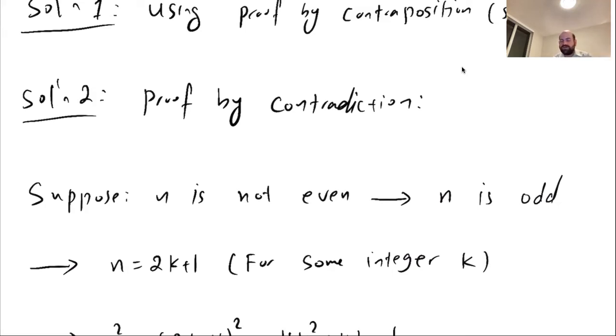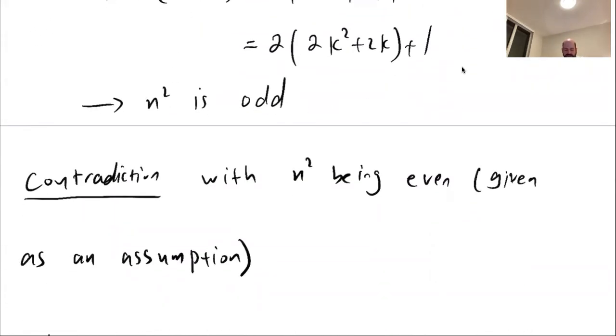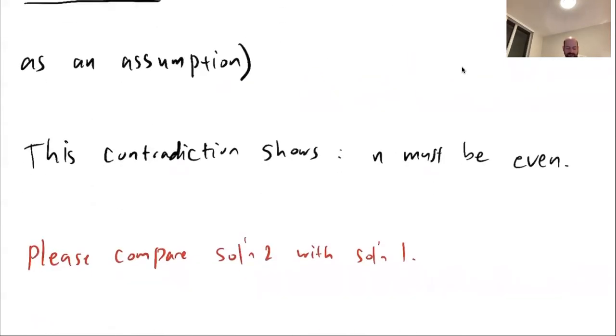In proof by contraposition, we said, okay, let's assume negation q, we prove negation p. In proof by contradiction, we say, okay, let's assume q does not hold, which is basically the same as negation q holds. And then we reach a contradiction. And then after we reach the contradiction, we say, okay, this is a contradiction with what? And then we say this contradiction shows that q must be true. And in this case, it means n must be even.